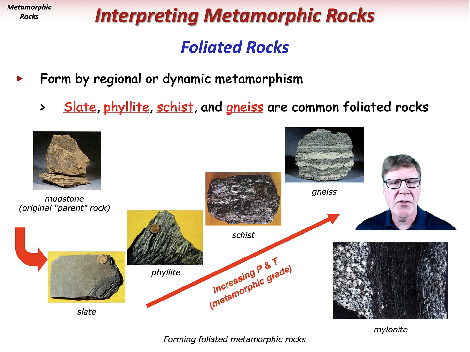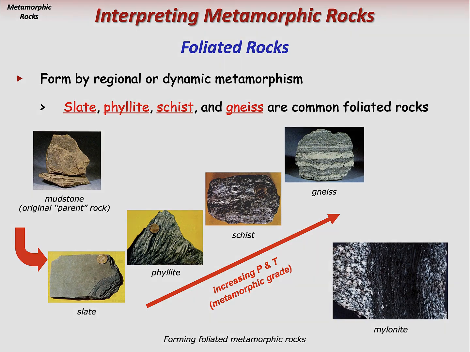Mylonite is a special type of foliated metamorphic rock that forms from ductile deformation in deep crustal shear zones.